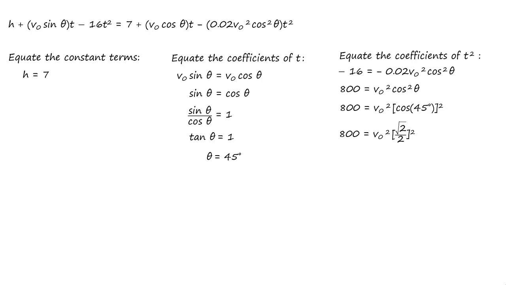800 = v₀² times (√2/2)². Simplify to get 800 = v₀² times 2/4. Multiply each side of the equation by 4/2. Simplify to get 1600 = v₀². Take the positive square root of each side, so v₀ = 40.